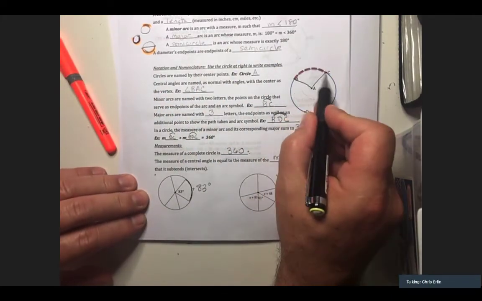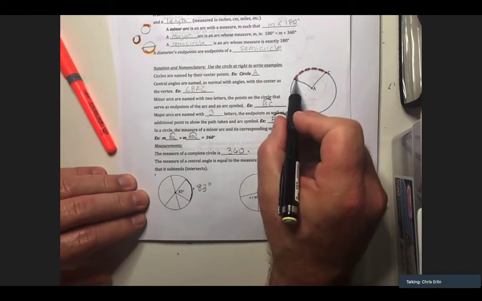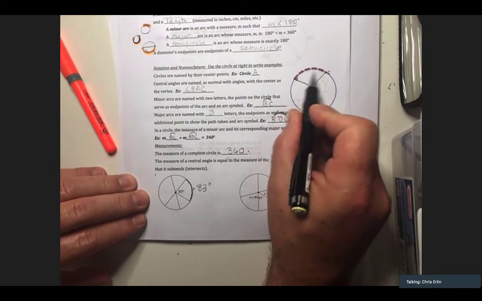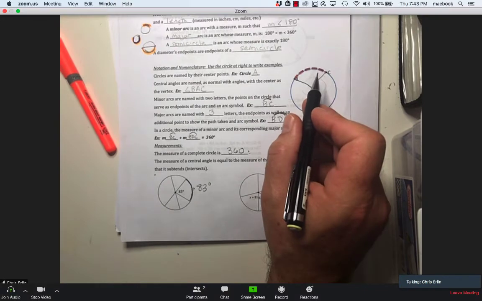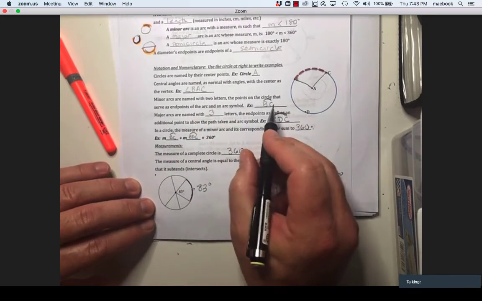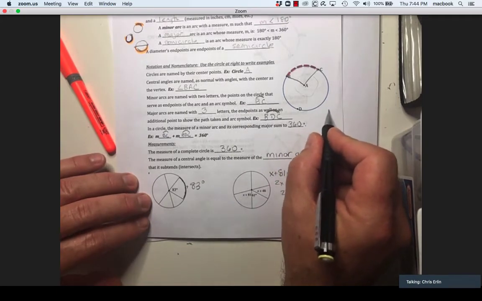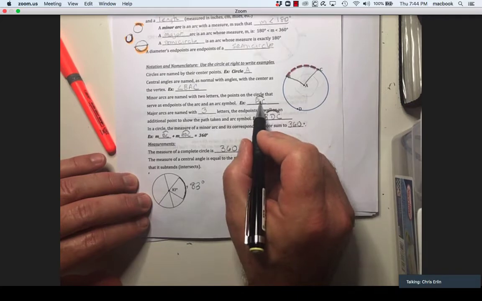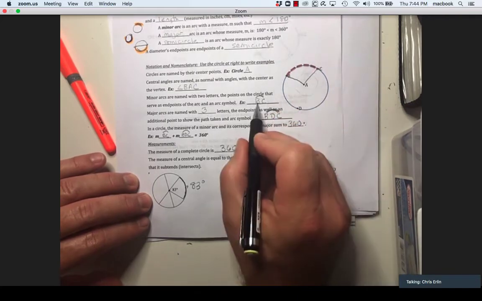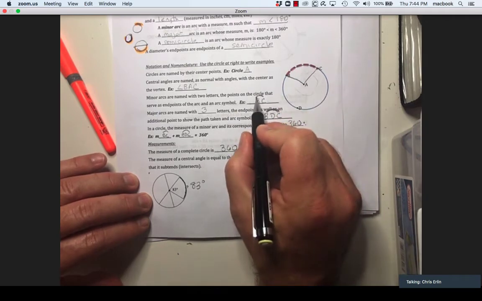When we talk about a minor arc, remember a minor arc is less than 180 degrees. So if we're talking about this dotted red arc from B to C, we could call that arc BC. And just like we did with segments, remember that if we had segments, we'd put a segment over the top, or if we had a line, we'd put a line over the top. Now, if we want to talk about the segment from B to C, we put a segment, if we want to talk about the arc from B to C, we put an arc over the top.